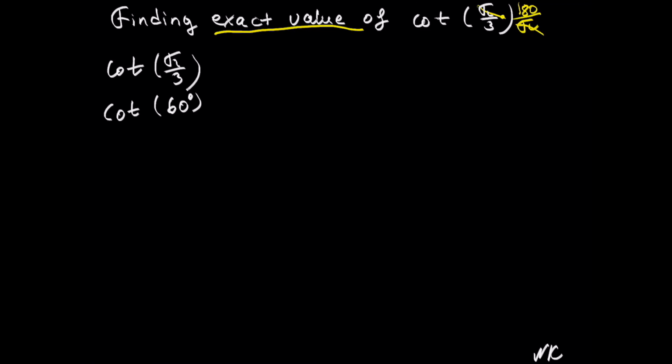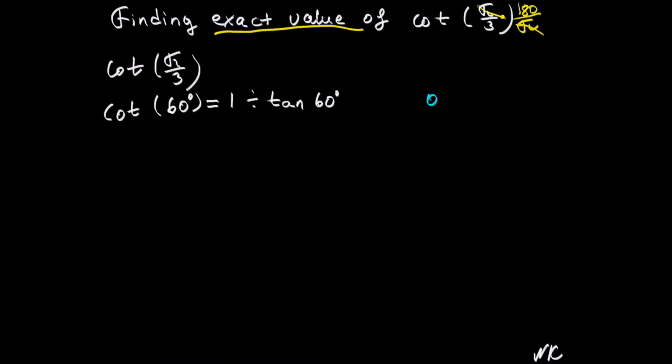Cotangent is rarely memorized in a table, but we know that cotangent is the reciprocal of tangent, so to find cotangent of 60 degrees, we do 1 divided by tangent of 60 degrees. If you have memorized tangent of 60 degrees, you can proceed with substituting and simplifying to get the answer. However, if you don't really remember it, it's very easy to get from the reference table.